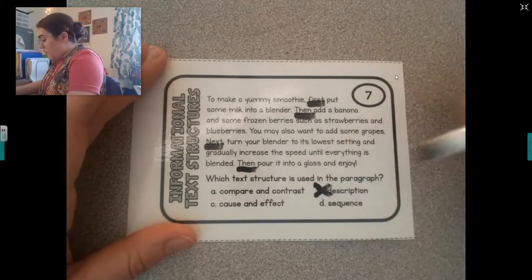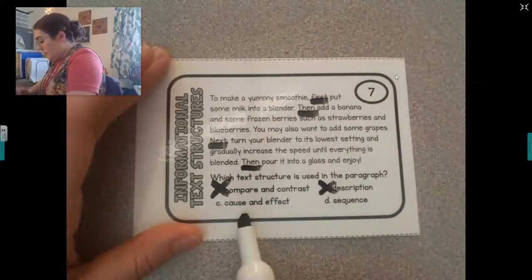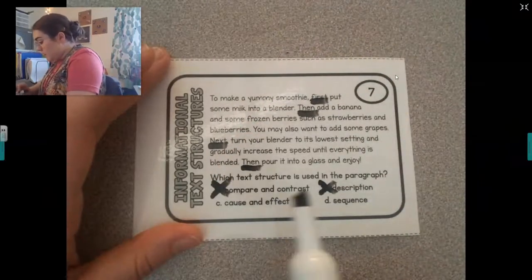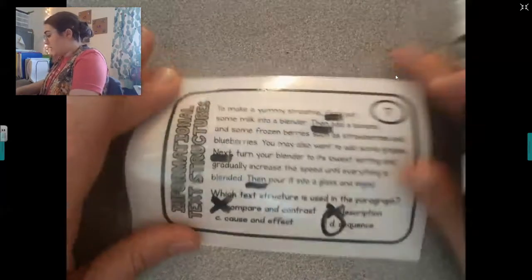Description? It's not telling me about one thing. Compare and contrast? It's not telling me about two things. So is there an event and something that happened because of it? Or is it telling me things in order? You're right, it's telling me things in order.